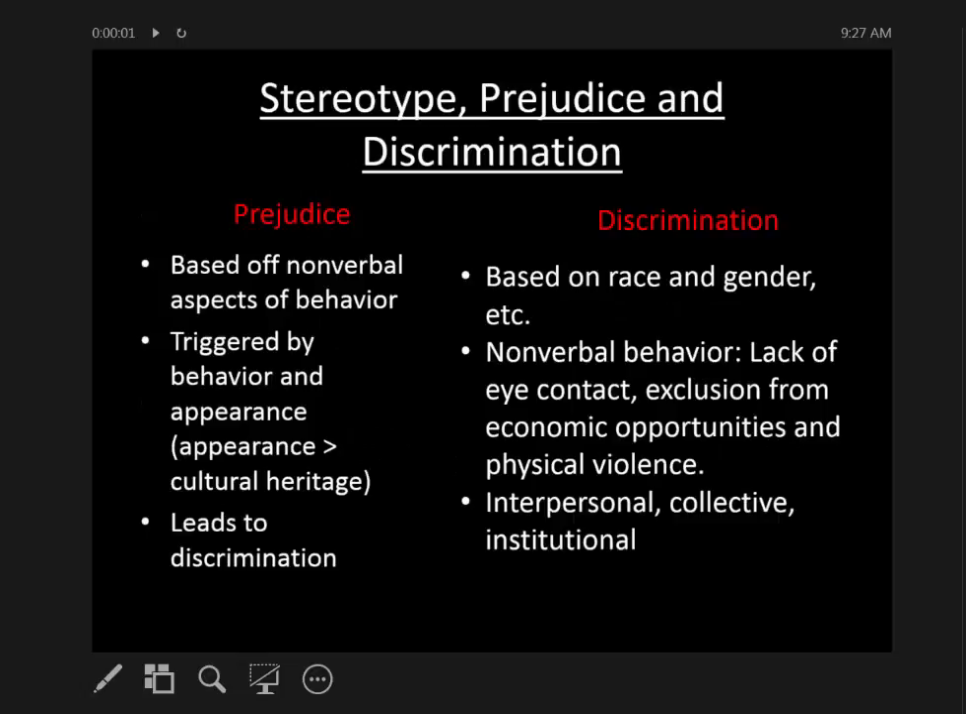Stereotype, prejudice, and discrimination. Prejudice, based off nonverbal aspects of behavior, triggered by behavior and appearance, and it leads to discrimination. Discrimination, based on race, gender, nonverbal behavior, lack of eye contact, exclusion from economic opportunities, and physical violence. Interpersonal, collective, and institutional.